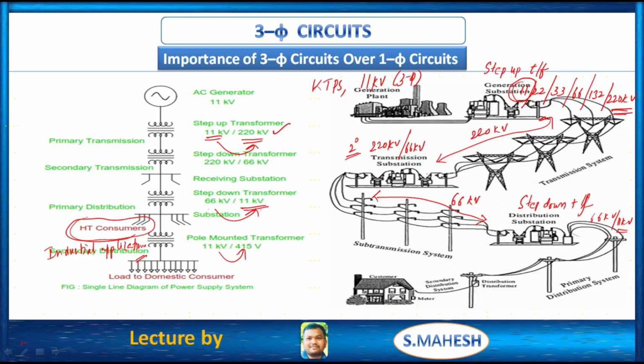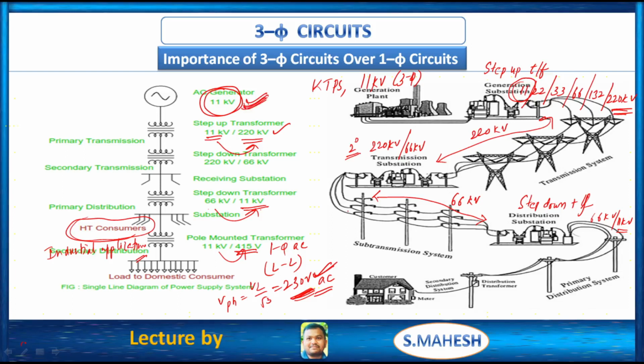Or we can step down that 11 kV to 415 volts. This 415 volts is the line to line voltage. So to get the phase voltage, VL by root 3, we have 230 volts of AC voltage. This is the basic mechanism. The generator power is 11 kV, but we need only 230 volts single phase AC in our homes. So this is the basic mechanism to get 230 volts of single phase AC power from 11 kV of three phase power from the power plant.